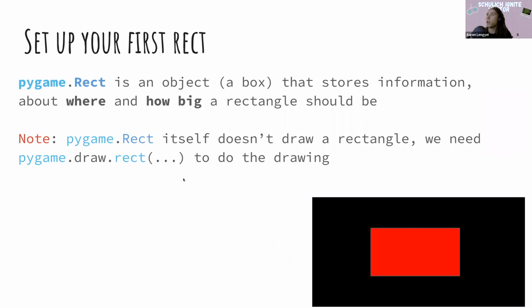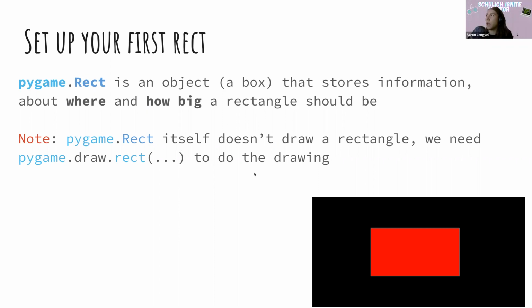So this is good. We're going to get into setting up your first rectangle. A rectangle is an object, a box that stores information about where and how big a rectangle should be. It doesn't draw a rectangle. It just creates a rectangle object, and the rectangle object holds information about that rectangle, like its position and how wide it is. You can think about it almost like a tuple, or a list of different things inside of it.